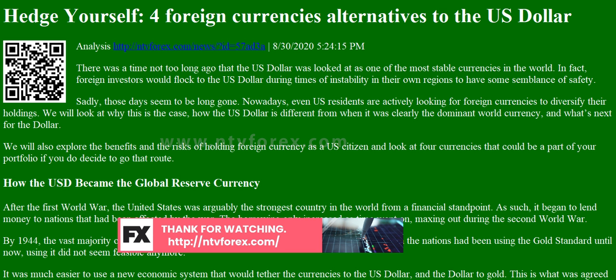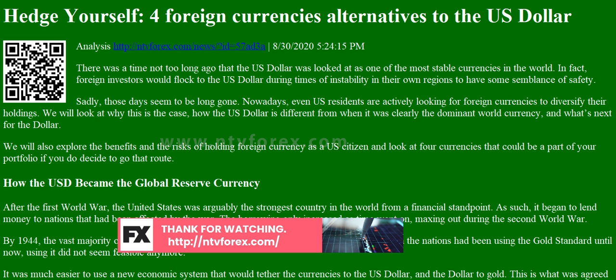Nowadays, even US residents are actively looking for foreign currencies to diversify their holdings. We will look at why this is the case, how the US dollar is different from when it was clearly the dominant world currency, and what is next for the dollar. We will also explore the benefits and the risks of holding foreign currency as a US citizen and look at 4 currencies that could be a part of your portfolio if you do decide to go that route.